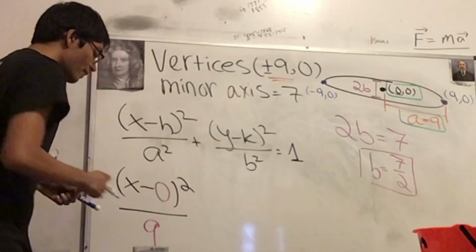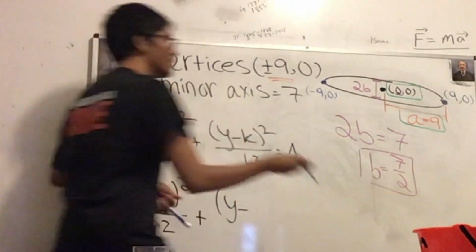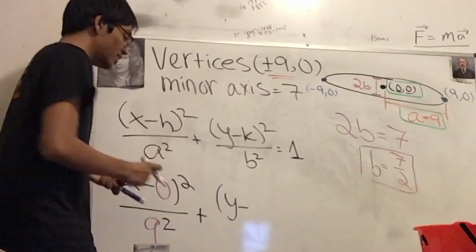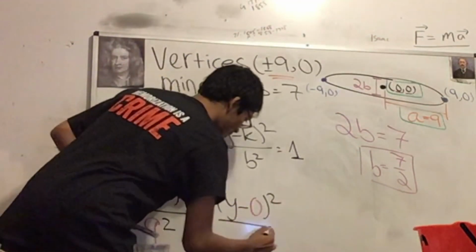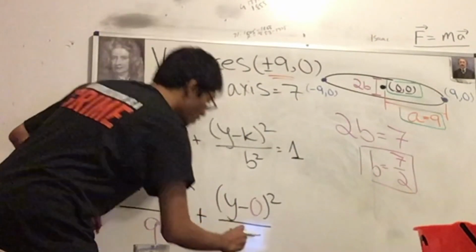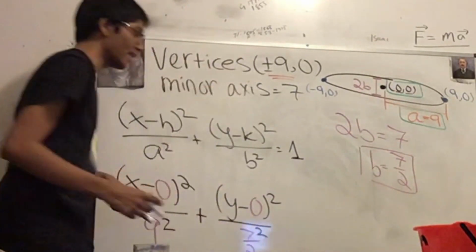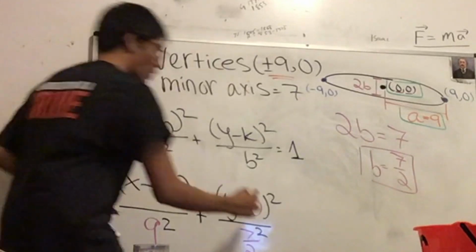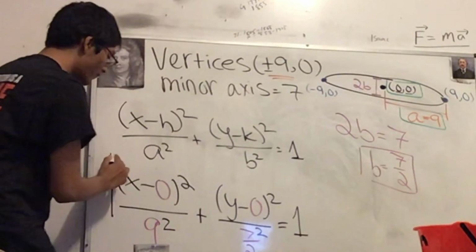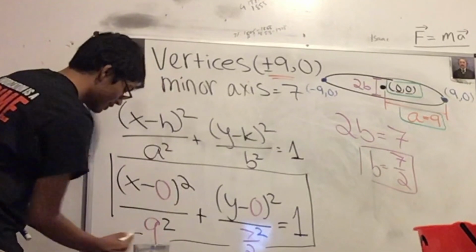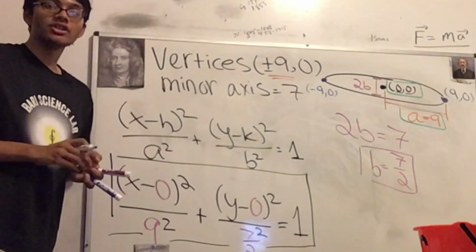So I'm going to have my a value, but remember to square that. Plus y minus k. What's my k value? The k value is the y coordinate of my center, which is also 0. So I'm going to go ahead and write down 0 over here for my k value. Square that and divide it by b squared. What's my b? My b is 7 over 2. And remember, I have to square that. And finally, what am I left with? All of this is going to equal 1. And so that, ladies and gentlemen, is going to be the equation of our ellipse. So isn't that fantastic? Using just two pieces of information, we were able to actually derive the equation of our ellipse.